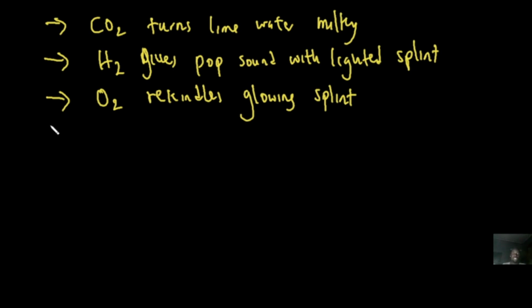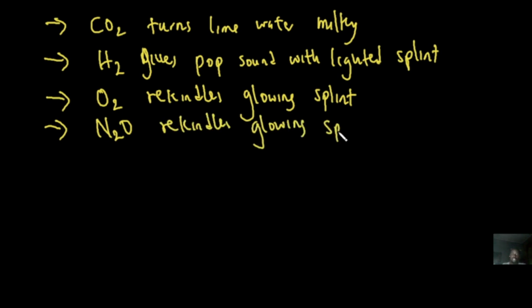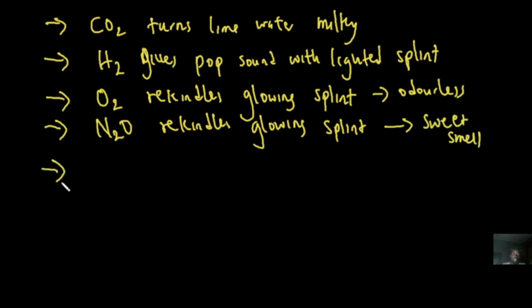Now, there are two gases that rekindle a glowing splint. Dinitrogen 1 oxide also rekindles a glowing splint. So how do we differentiate the two? By their smell. Oxygen has no odor; that is, it is odorless. Dinitrogen 1 oxide has a sweet smell. So you have that. Oxygen gas is odorless, but dinitrogen 1 oxide has a sweet smell, basically.